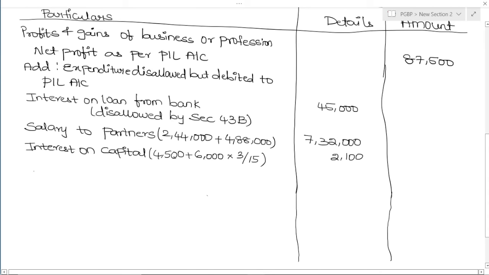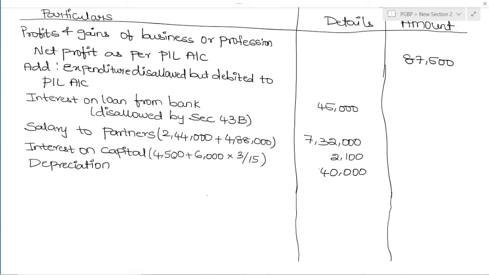Then only one thing is left in the P&L account, and that is depreciation as per accounting. Depreciation as per income tax we will allow, not as per accounting. So write down depreciation now in the inner column. 40,000 it will be, right? 40,000 depreciation.